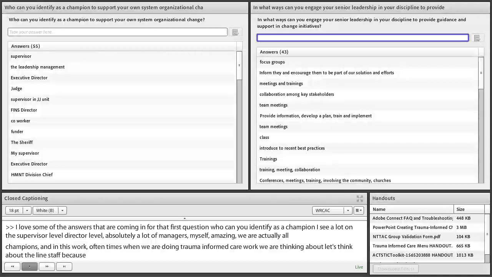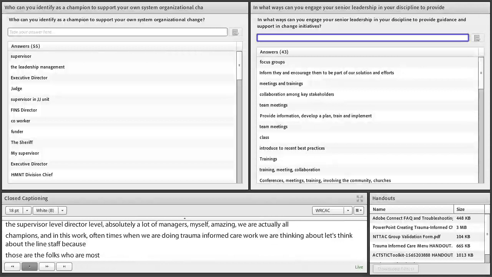It is kind of top down here. It's the leadership, it's the supervisors, it's the managers that can really open the space up to create that change. So I love these answers. I think that's so important.